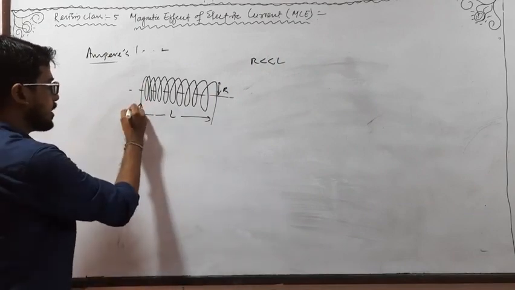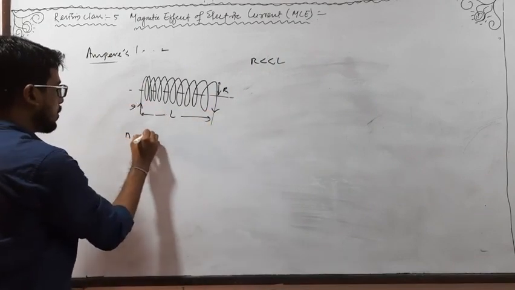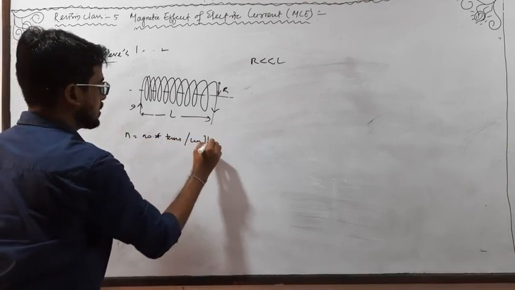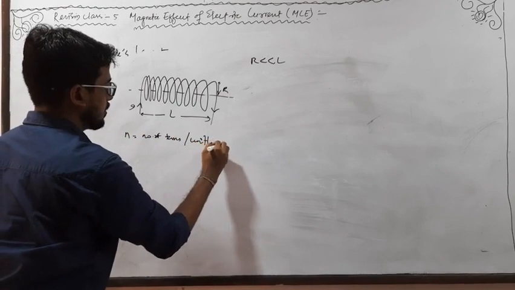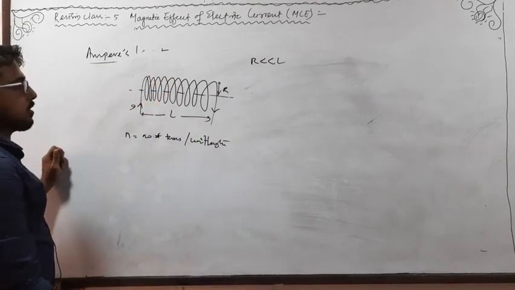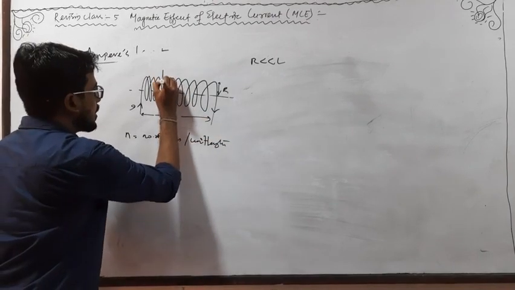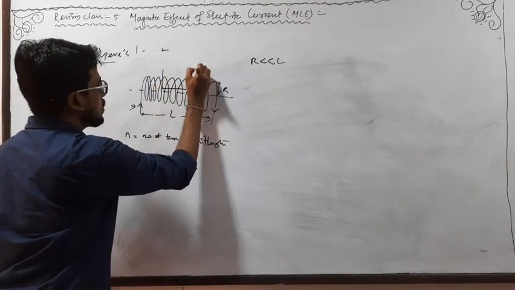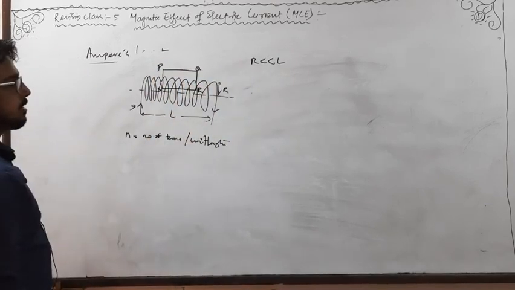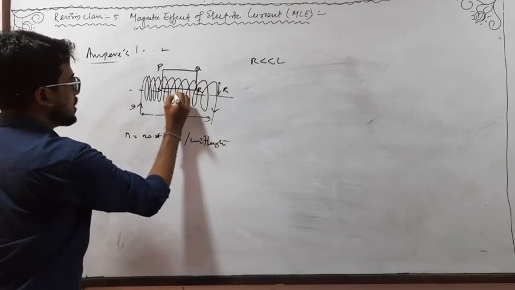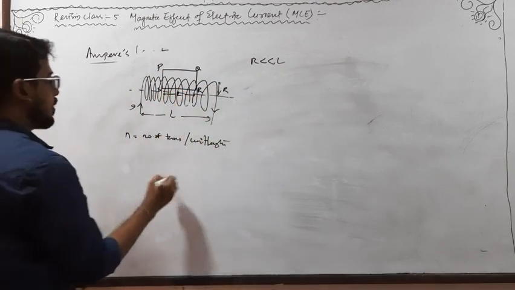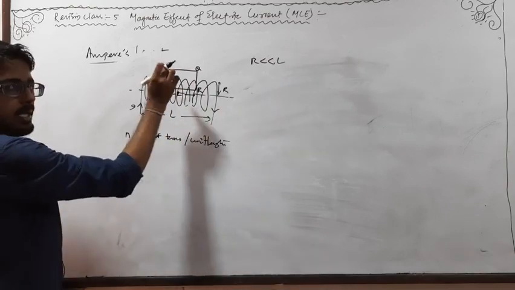If current I is flowing through it and n be the number of turns per unit length, then what is the magnetic field strength due to this solenoid? So for this we have to assume an Amperian loop like this. Let us consider a rectangular Amperian loop PQRS. Okay, so for this rectangular Amperian loop, if this is the length small l of the Amperian loop, we have to find out the magnetic field strength by applying Ampere's circuital law.